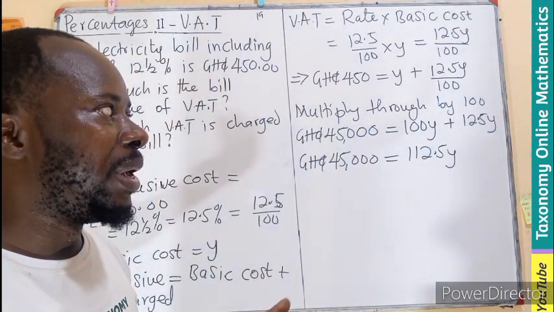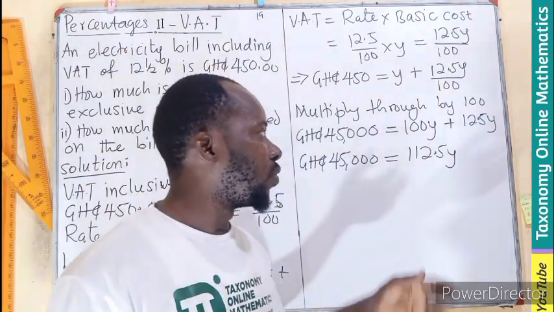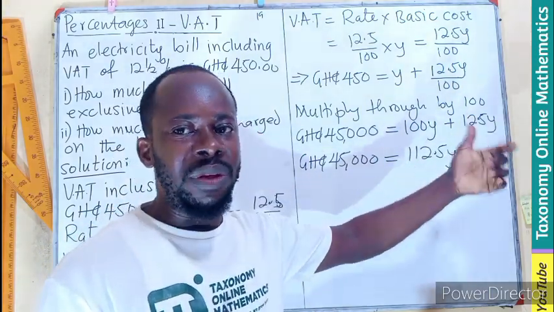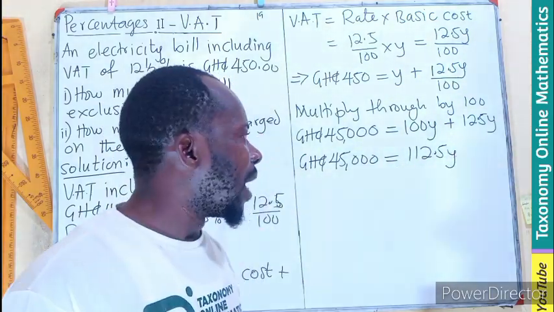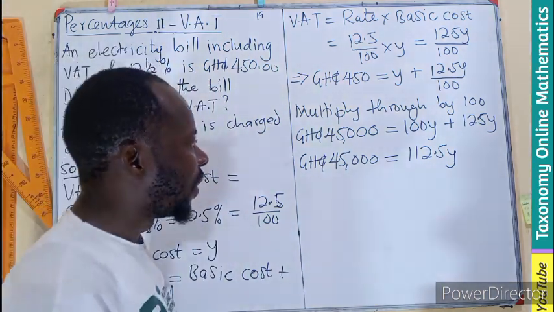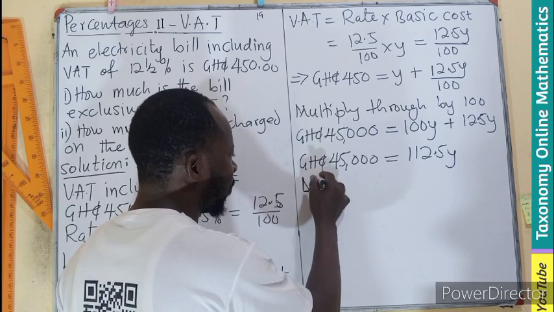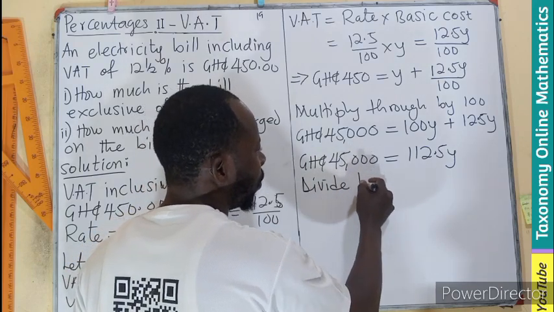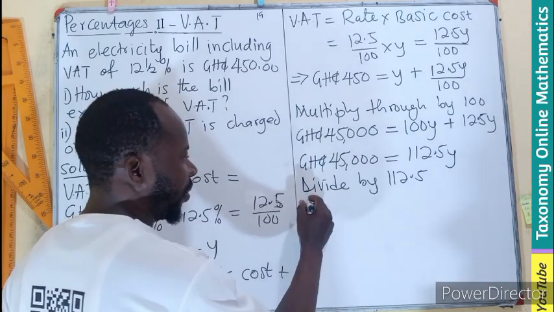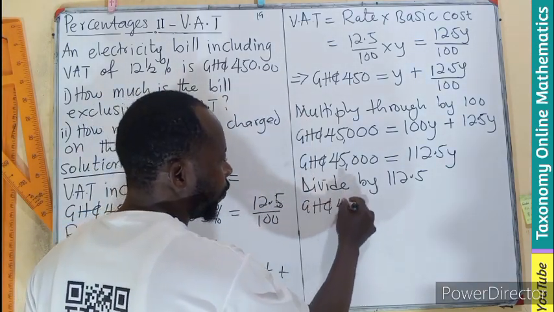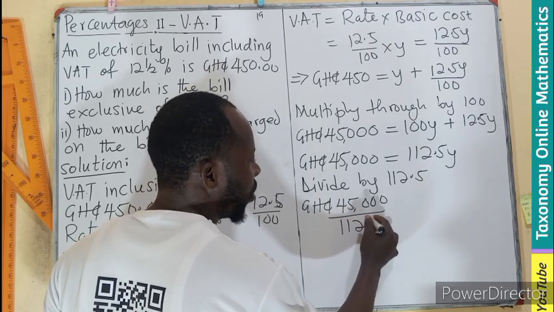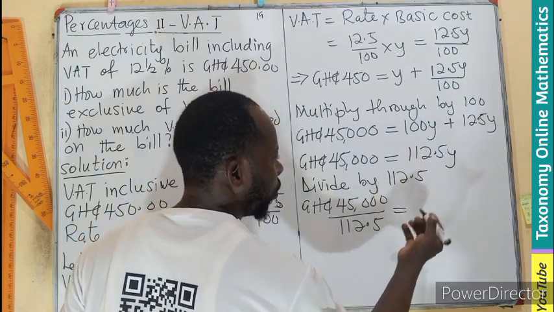Or better still, we factorize the y out to become y into bracket 100 plus the 12.5, which at the end will become 112.5. We need a y, so we need to clear whatever coefficient we have there. So we divide by the 112.5. So this becomes 45,000 divided by 112.5 equals y.